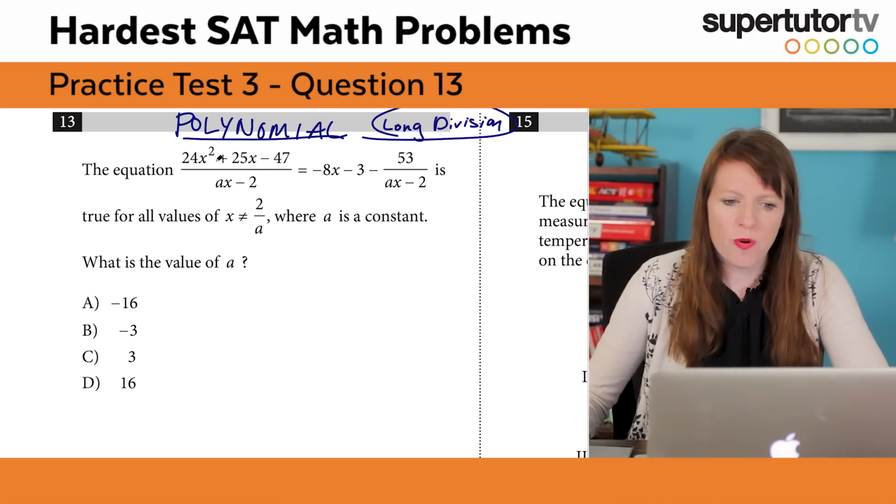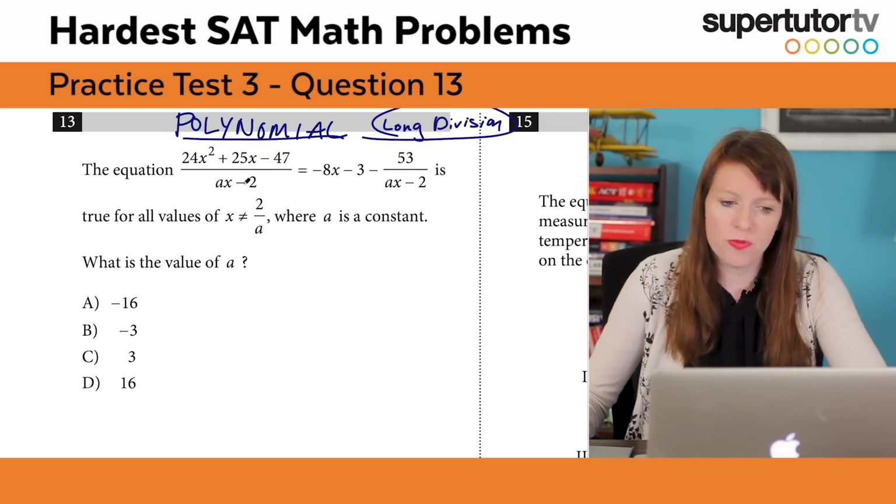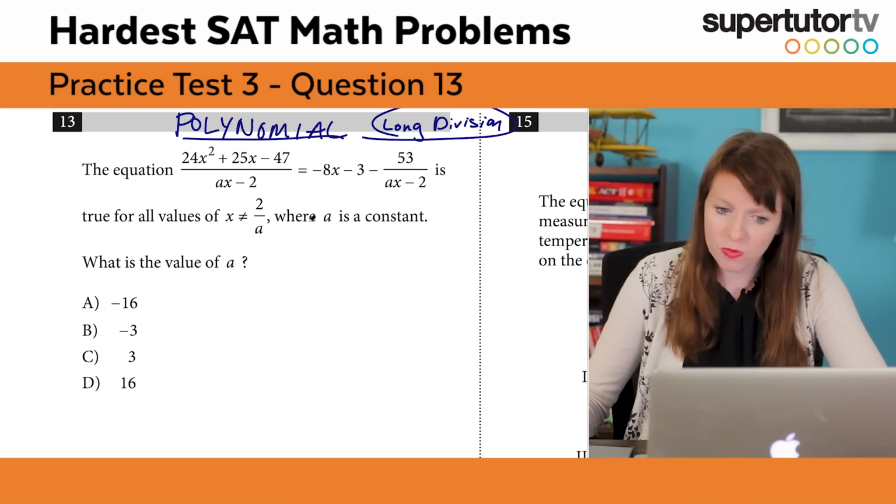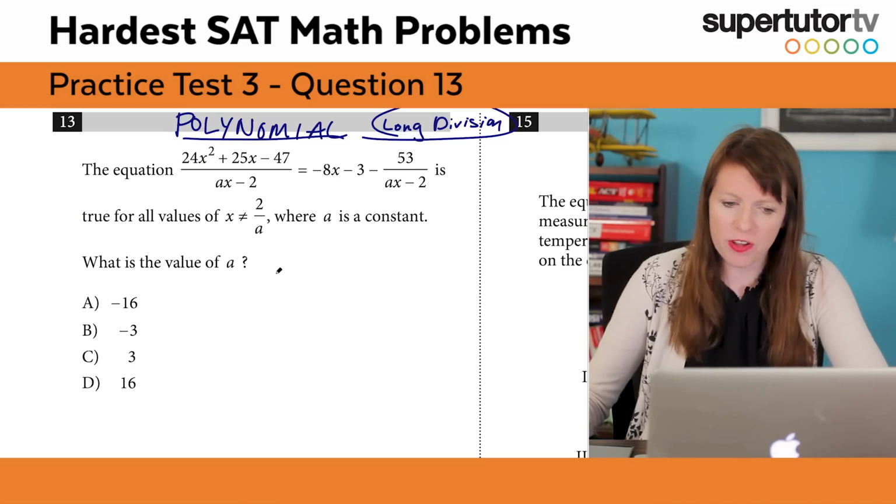The equation 24x squared plus 25x minus 47 over ax minus 2 equals negative 8x minus 3 minus 53 over ax minus 2 is true for all values of x does not equal 2 over a, where a is a constant. What is the value of a?